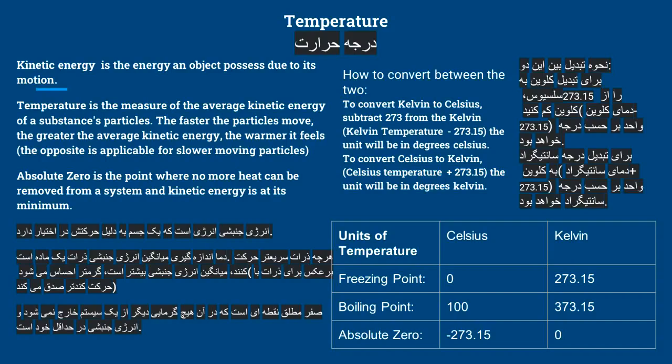The graph in the bottom right corner of the screen shows the values where water will freeze and boil in both Celsius and Kelvin. It also shows the point in which absolute zero is reached, also known as the lowest possible temperature, where the kinetic energy level cannot be any lower and no more heat can be removed from the object.